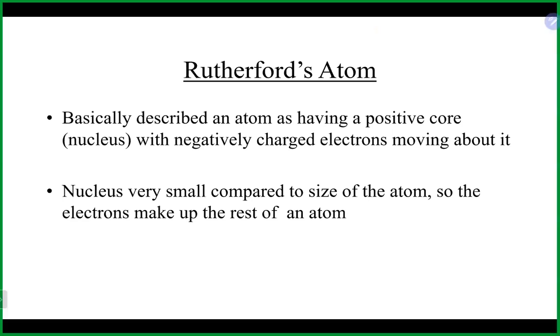So first off, we talked about Rutherford's atom, which described an atom as having a positive core, with electrons flying around in a pretty random manner, as we'll talk about in this chapter. The nucleus is very small compared to the size of the atom. Remember that electrons are flying around in the empty space that we associate with our modern version of the atom. Electrons, as we'll talk about, can be on different energy levels.